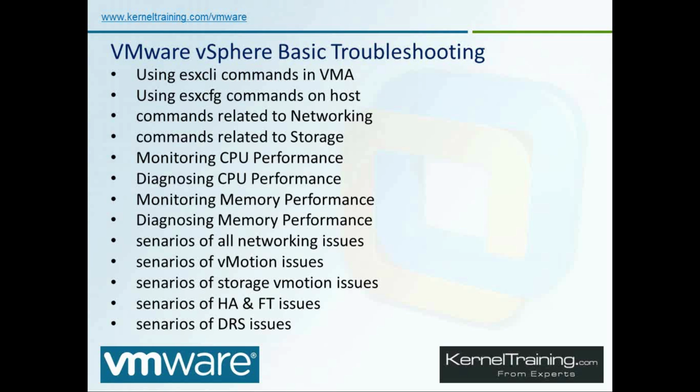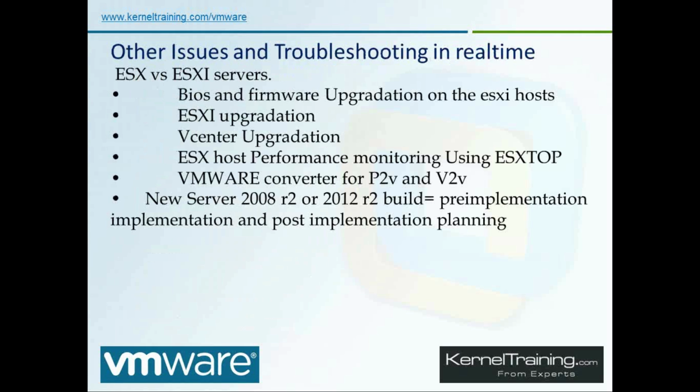Scenarios of DRS issues. DRS issues mean the automatic migration is not happening, the load balancing is not happening, or the virtual machine is not able to migrate to another ESXi host. How do we troubleshoot? Those are the troubleshooting activities. There are some other topics too, like the difference between ESX and ESXi servers. Next, BIOS and firmware upgrade on the ESXi host. How do we do it in real time?